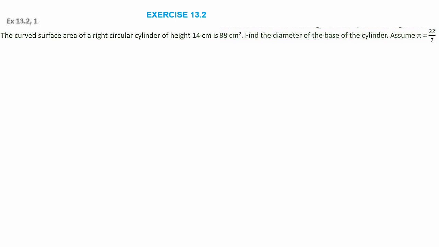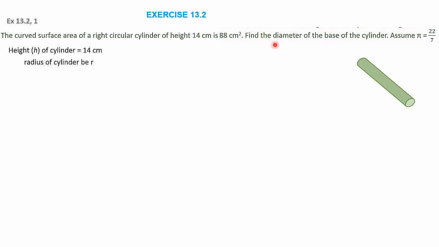So it is not possible to calculate diameter directly from here. We will be able to calculate the radius first. From radius we can write the diameter of the base of the cylinder. Here a very important thing you must note: pi value is given to us as 22 by 7. If pi value is given to you, you should use that value only. So this is a cylindrical pipe or a right circular cylinder. Height is given to us, 14 cm, and the radius of cylinder we have to calculate, that is r.